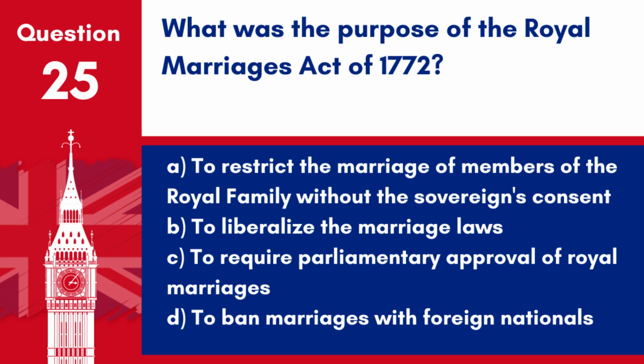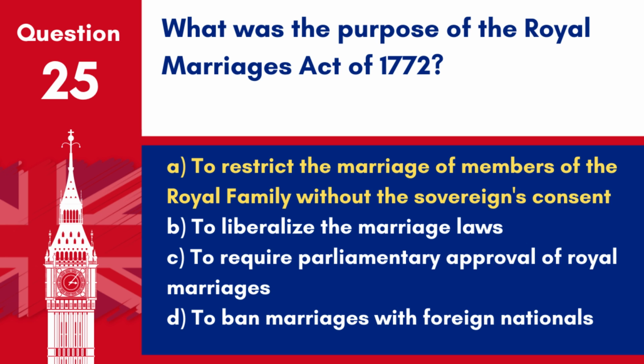Question 25. What was the purpose of the Royal Marriages Act of 1772? A. To restrict the marriage of members of the royal family without the sovereign's consent. B. To liberalize the marriage laws. C. To require parliamentary approval of royal marriages. D. To ban marriages with foreign nationals.